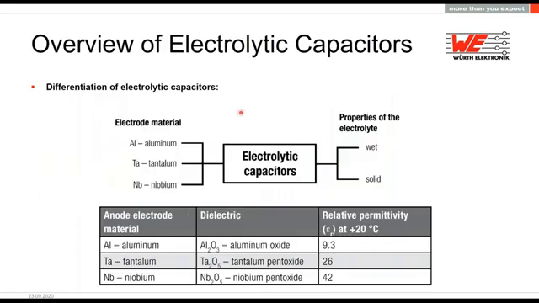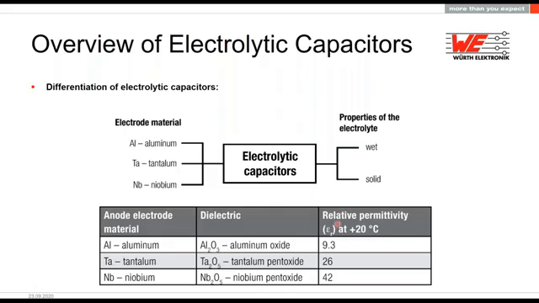Looking at an overview, the differentiation of the electrolytic capacitors: there's a differentiation between the used electrode material here on the left side, and then also the properties of the electrolyte. We can use aluminum, as we do for our caps at the moment, but of course there are manufacturers on the market that also provide tantalum or niobium capacitors. And then there's a distinction between wet and solid. Wet would be the classical electrolytic capacitor, and solid would be the electrolytic polymer capacitor.